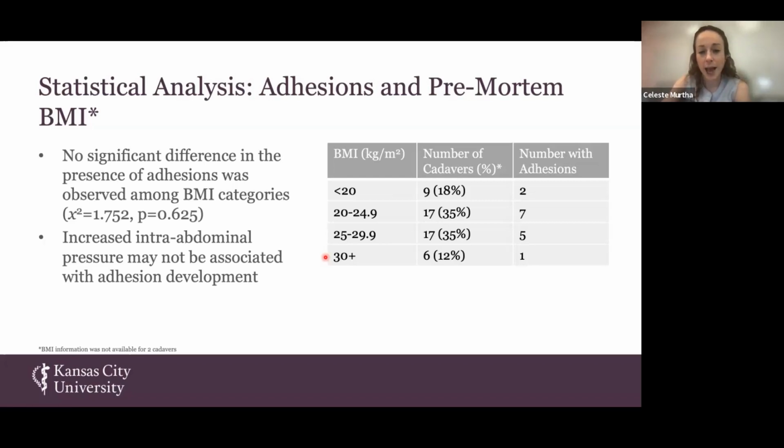Something to note here is that the BMIs we used were pre-mortem or at-death BMIs, and it's possible that the patient's BMI is not representative of what their BMI was throughout their life, and/or that spurs develop at a much earlier period in one's life, and that the BMI at an earlier point in one's life is not the same as a BMI later in someone's life. So just some things to keep in mind with this analysis.